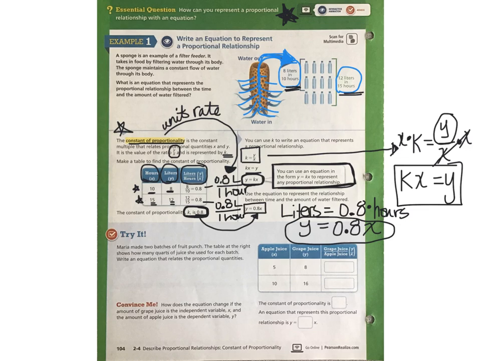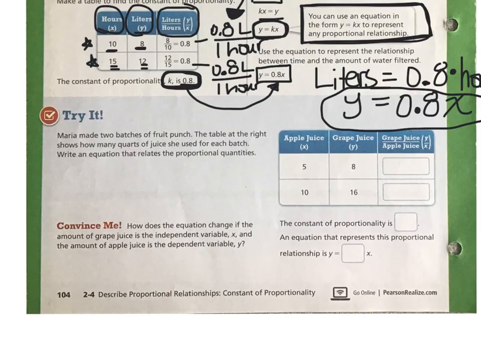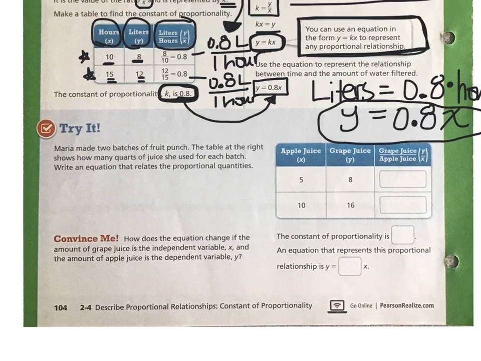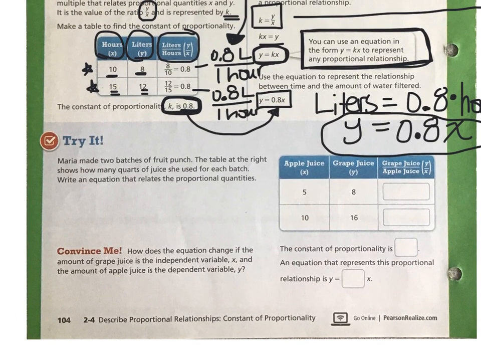Now let's take a look at the Try It question. Maria made 2 batches of fruit punch. The table at the right shows how many quarts of juice she used for each batch. Write an equation that relates the proportional quantities. So you can see in the table she used apple juice as the x number and grape juice as the y number.